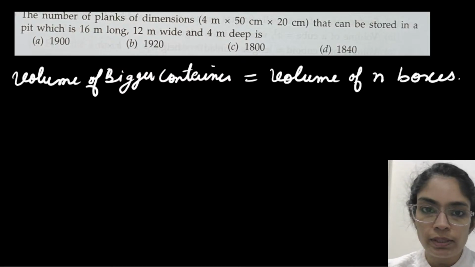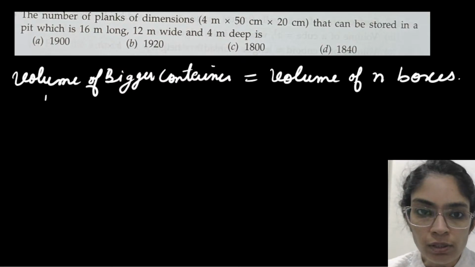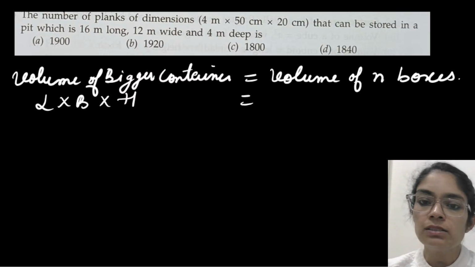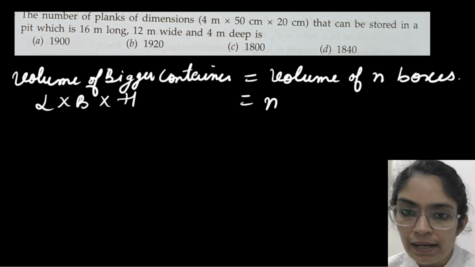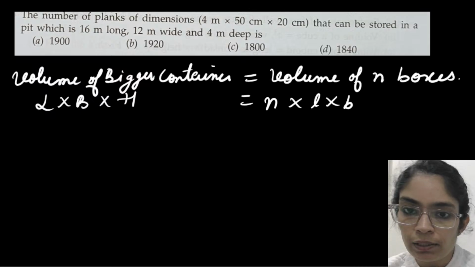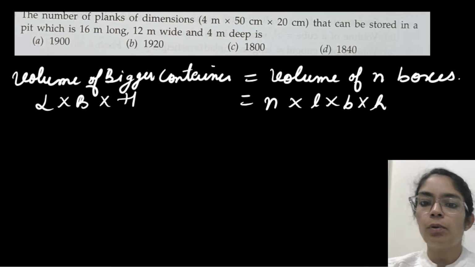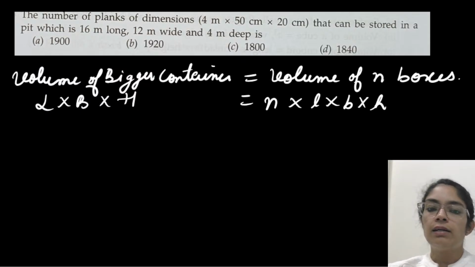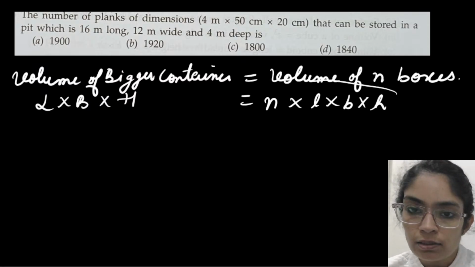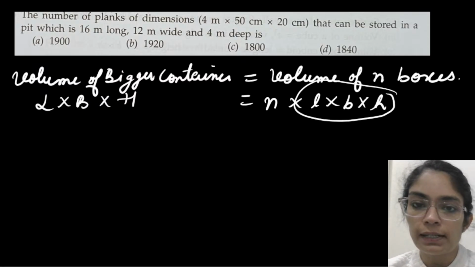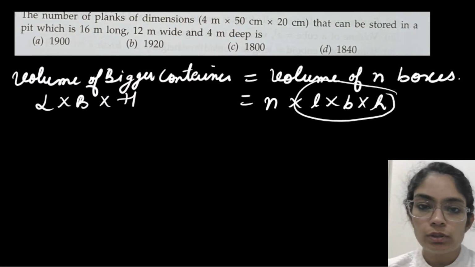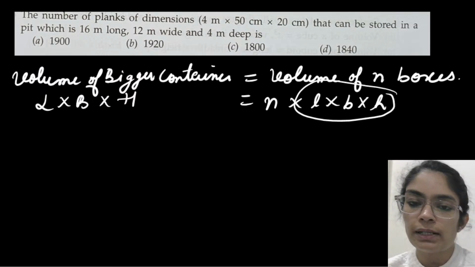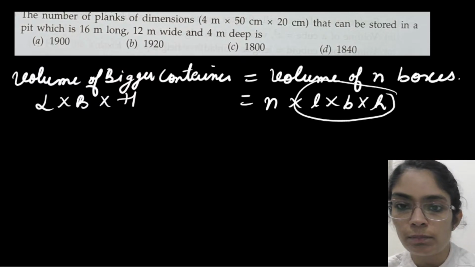The volume of the bigger container, the formula we know, is length into breadth into height. The volume of n small boxes will be n into L into B into H, because n boxes are there. This is the volume of one box, and if you multiply it with n, you will get the volume of n boxes.